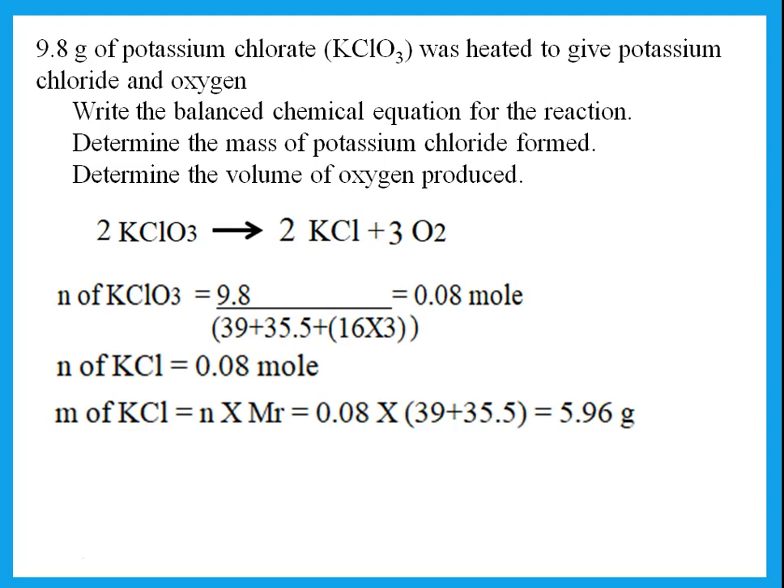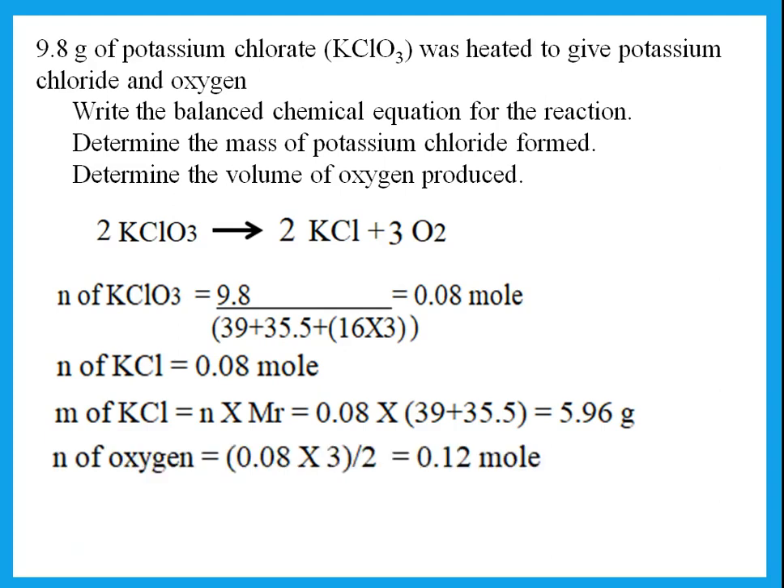I look at the equation. The equation says if I have 2 moles of KClO3, I will end up with 3 moles of oxygen. How many moles of KClO3 do I actually have? I have 0.08. So if I have 0.08, how much do I end up with? So the number of moles of oxygen is 0.08 times 3 divided by 2. So that comes out to be 0.12 mole. Do we understand that? 2 moles give 3 moles, so 0.08 will give how much?